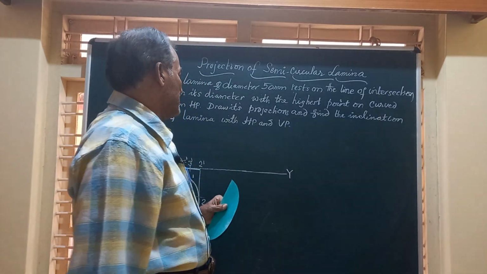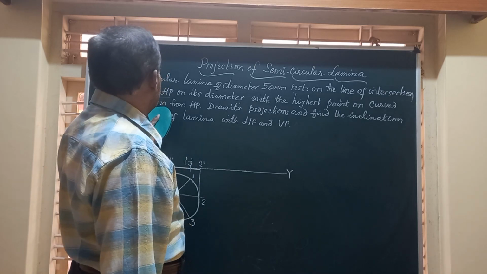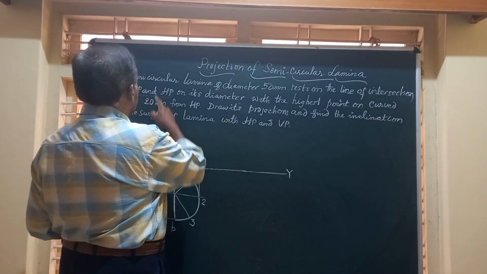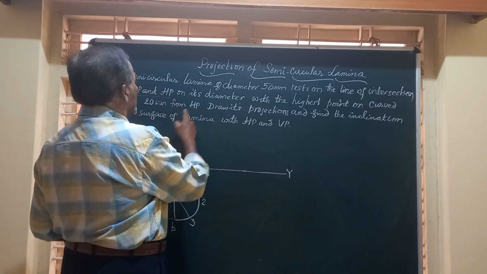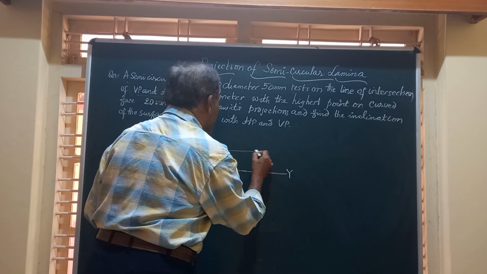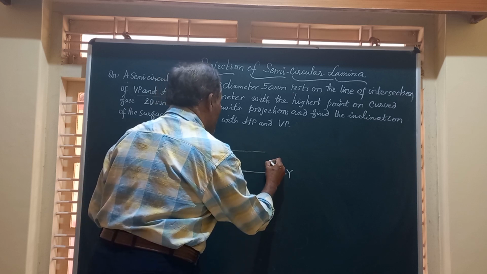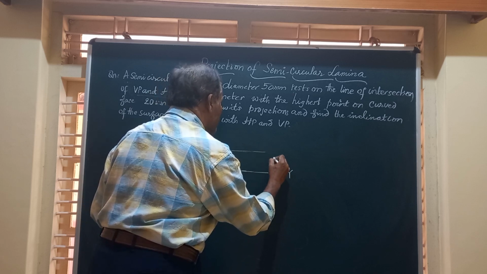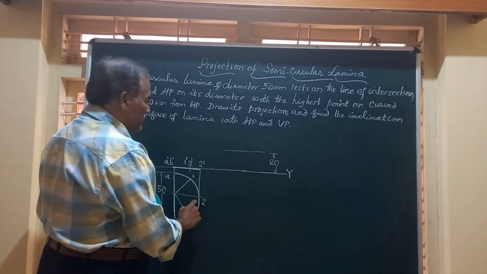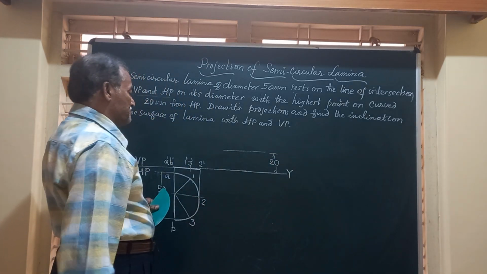on HP. But in the question he says, while resting on this edge, the highest point is 20 mm from HP. So friends, I am going to draw a line here parallel to XY at a distance of 20 millimeter from it, on which the highest point 2 should lie finally.